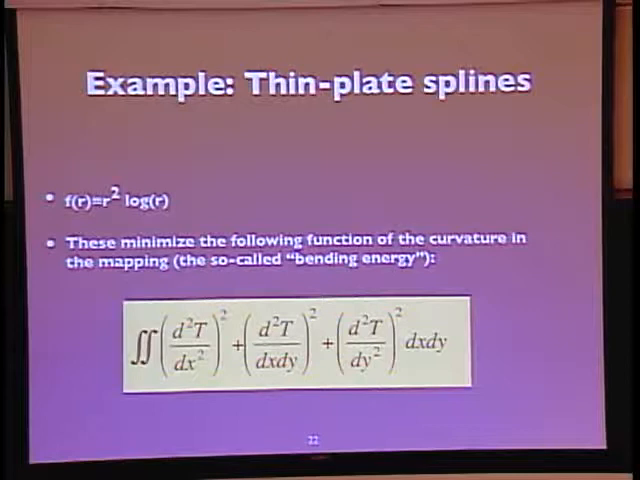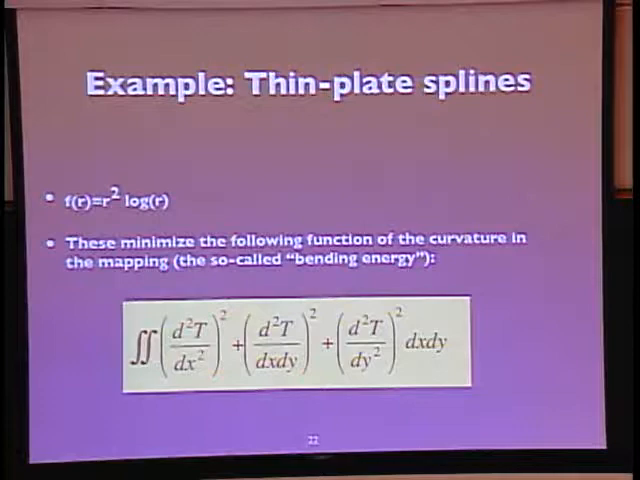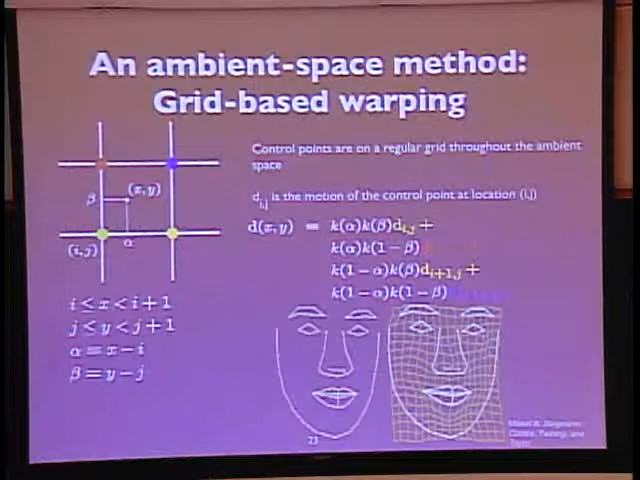It turns out that if you do the math, you can find that using this weighting function minimizes the so-called bending energy, which is basically the sum of squares of second derivatives of the mapping across the entire space. So it has a known property that makes it kind of smooth and well-behaved. But there are other ways to do it too. I'm out of time, but you can look at this other way to do it.